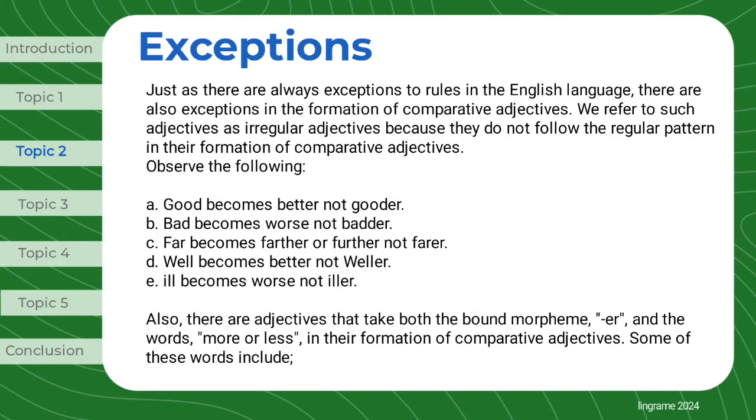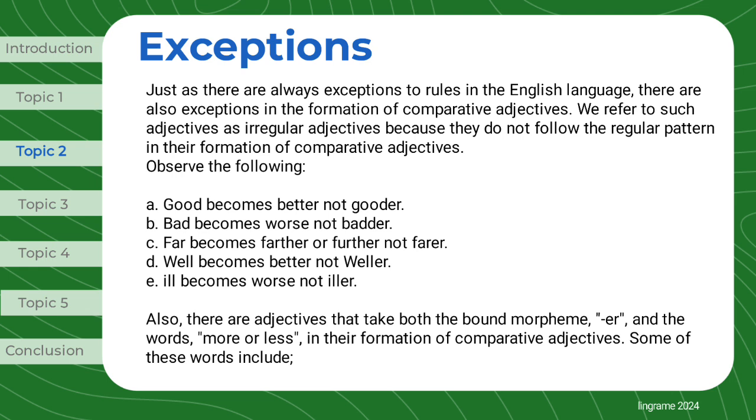Just as there are always exceptions to rules in the English language, there are also exceptions in the formation of comparative adjectives. We refer to such adjectives as irregular adjectives because they do not follow the regular pattern in their formation of comparative adjectives. Observe the following: good becomes better, not gooder. Bad becomes worse, not badder. Far becomes farther or further, not farer. Well becomes better, not weller.